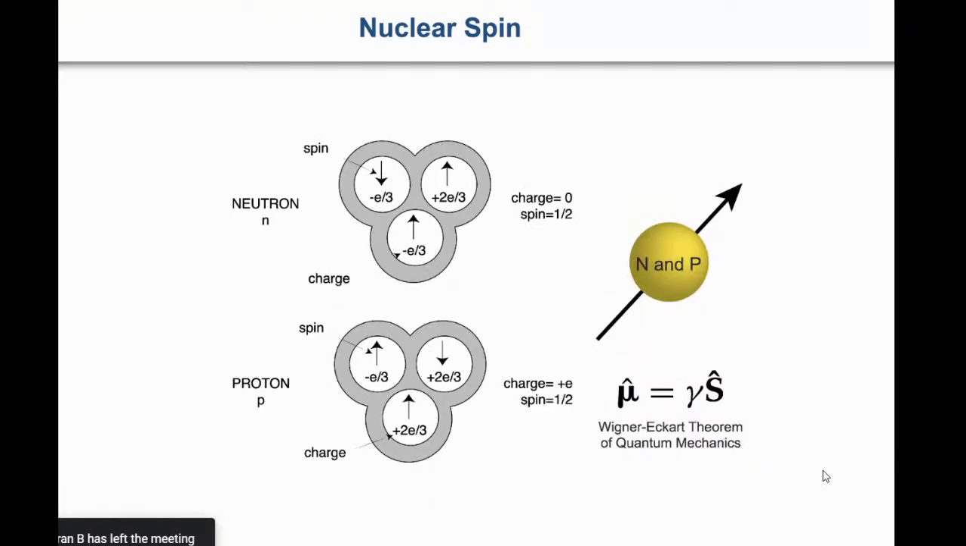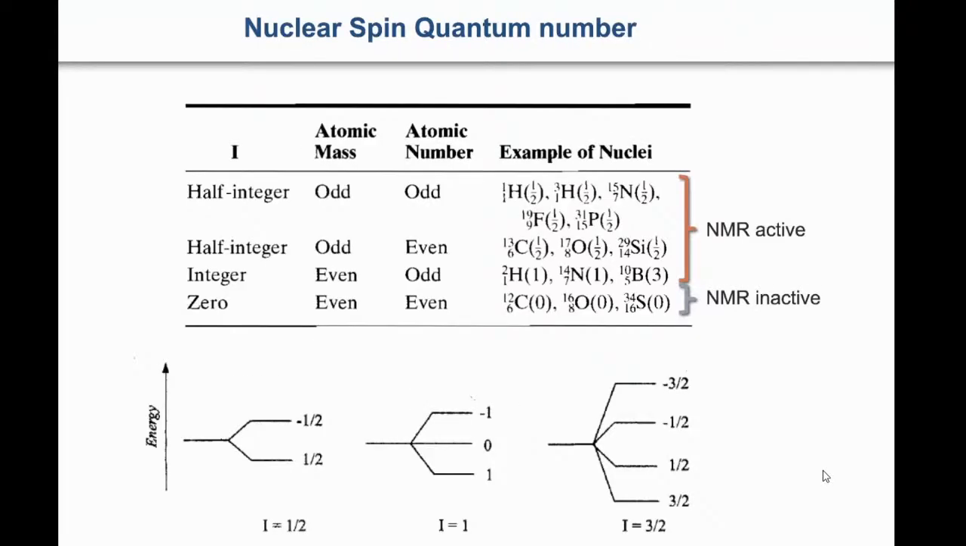I was talking about neutrons, and how neutrons and protons are formed is not required here. They are themselves made up of quarks, which have spins, and how they are arranged is not really needed. But we can have empirical knowledge of whether the spin is half integer, like 3/2, 5/2, or integer, like 0, 1, 2, 3, 4, just by looking at the atomic mass and atomic number.